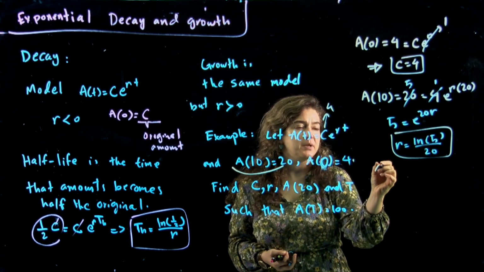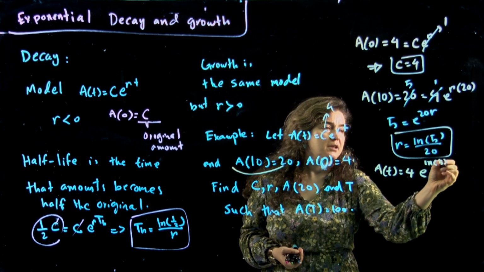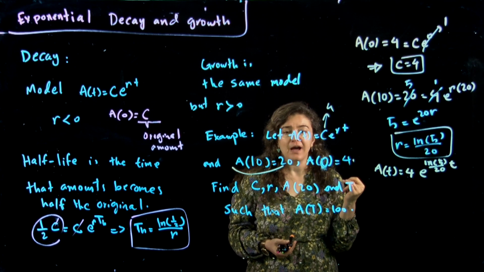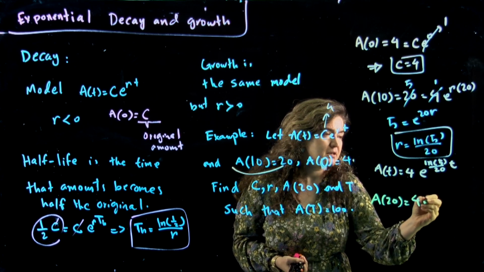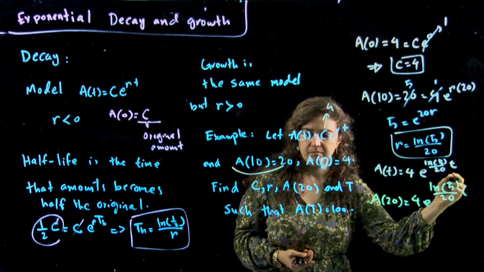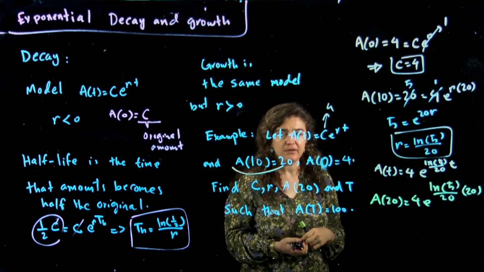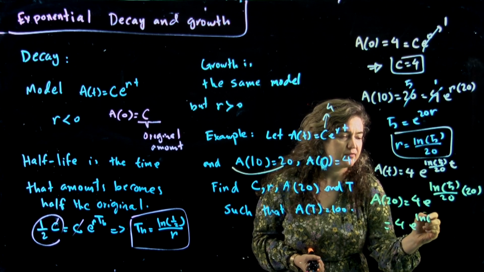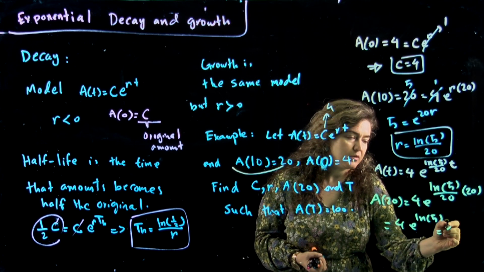Now I can write the model the way it should be. A of t is equal to 4 e to the power natural log of 5 divided by 20 times t. The next step is to find A of 20. How do we find A of 20? By plugging in 20 inside this function. So ln of 5 divided by 20 times 20. In this case, the 20s simplify together, and what we end up with is 4 e to the power ln of 5. e to the power ln, these two are inverse functions of each other, and we end up with a 5.